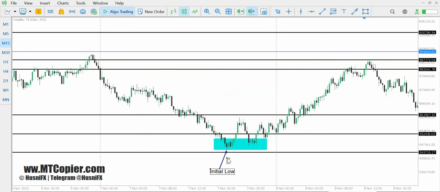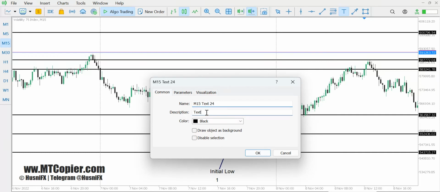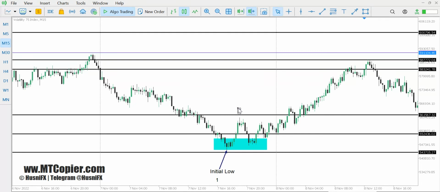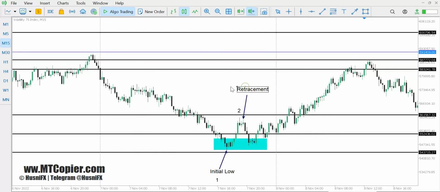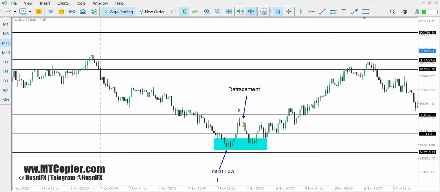So when we get the initial low as factor 1, what we need next is what we call factor 2, which is retracement. This is very important, guys. It's a retracement, and we need these three factors. So when we get factor 2 as retracement, what do we need at the end?